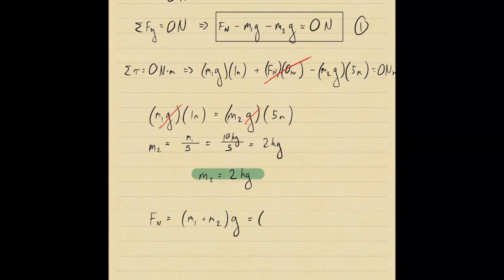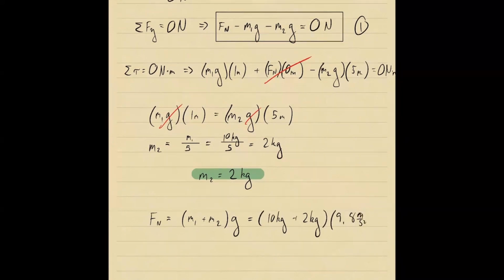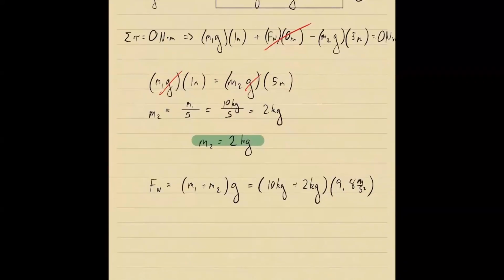So this is equal to m1, just 10 kilograms, plus m2, just 2 kilograms, times g, which is 9.8 meters per second squared. So this gives us a normal force magnitude of 117.6 newtons.